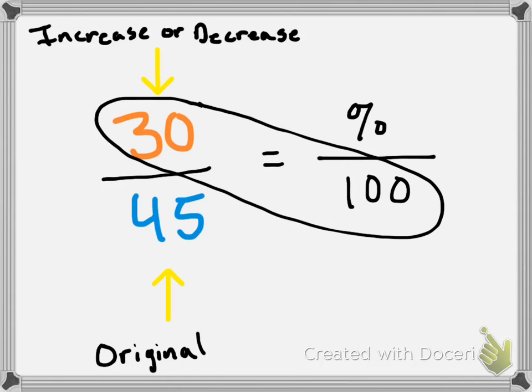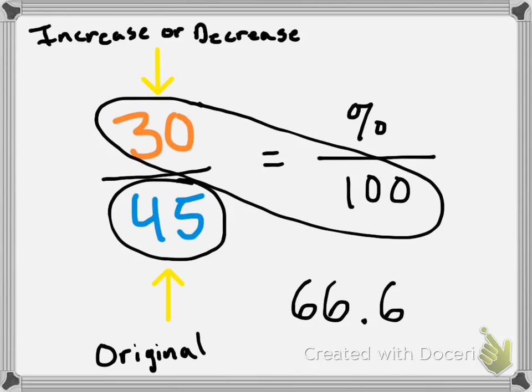30 times 100 divided by 45, and when you put that in the calculator you will get 66.6 repeating percent. And remember, this was an increase, so this is a 66.6% increase.